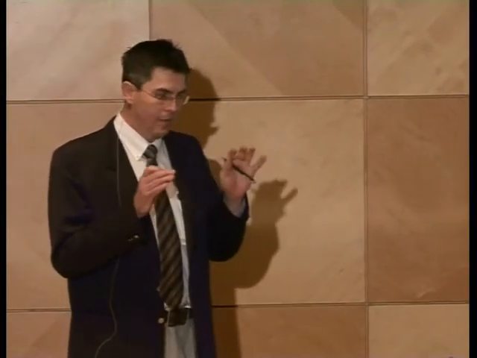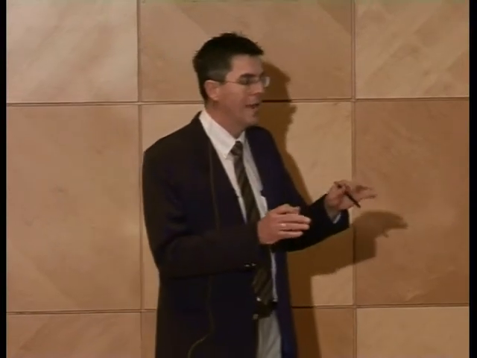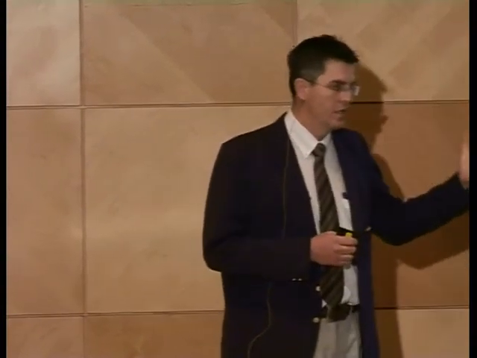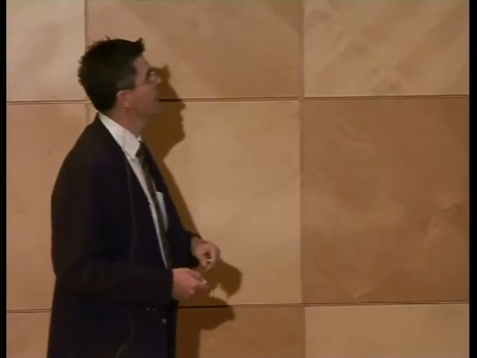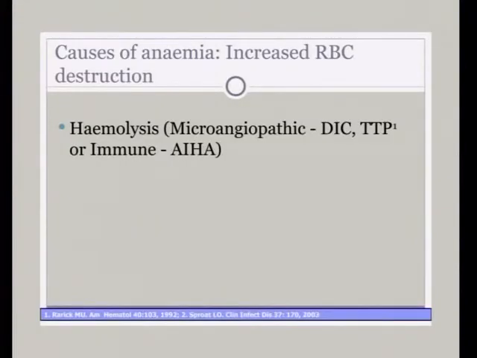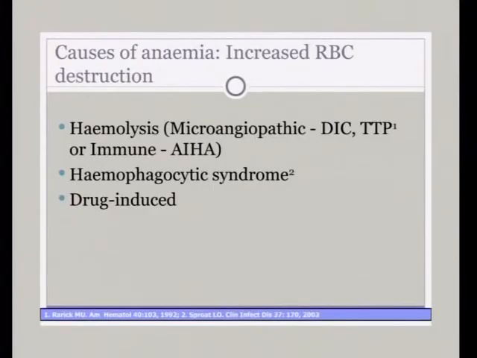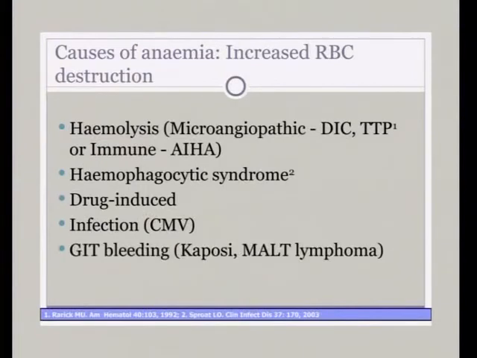In terms of, if it's not the marrow that produces too few cells, what happens to those cells? Why does the patient become anemic? So, peripheral causes. The patient may hemolyze. Microangiopathic hemolysis like DIC or TTP is generally associated with HIV, or other immune phenomena like autoimmune hemolytic anemia. And then hemophagocytic syndromes. I think we're probably underestimating the numbers of patients that have hemophagocytosis. Drug-induced causes, infections like CMV.